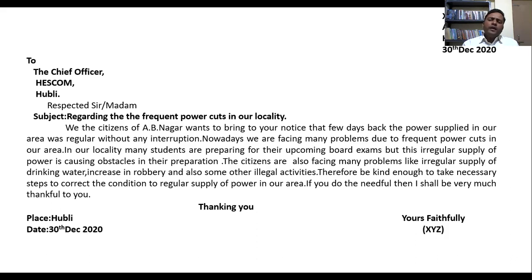Then at the end, as I told you, you must suggest them or you must request them in a polite manner, in a polite language. What should be done about this problem? Therefore, be kind enough to take necessary steps to correct the condition to regular supply of power in our area. If you do the needful, then I shall be very much thankful to you.